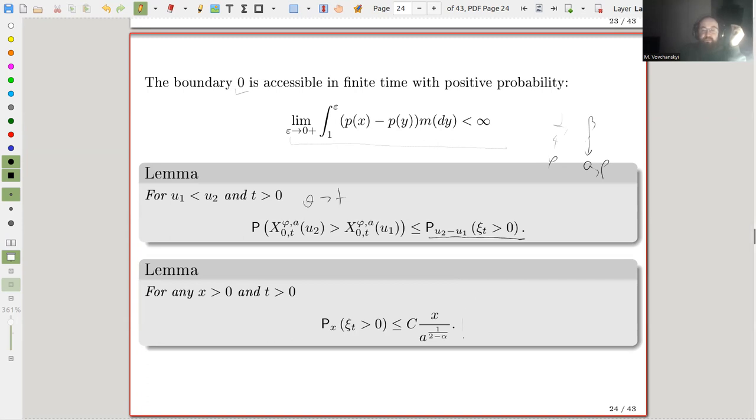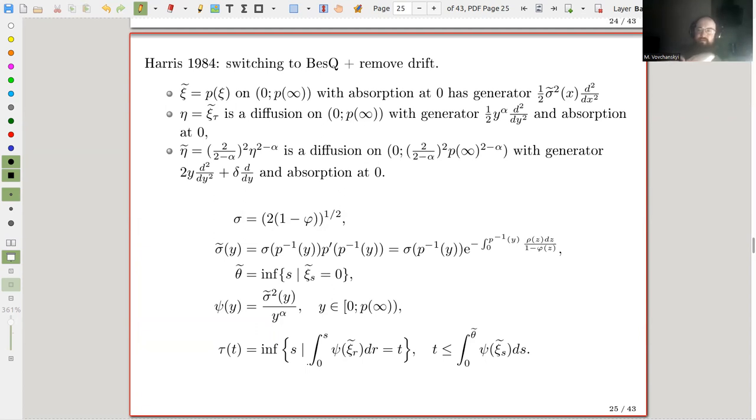And then we need to prove this for the diffusion. Here I am going to repeat something that I already told at the previous seminar, but I will need this to repeat to show why this holds. And also last time I was not very precise at one point. So first of all, we get rid of drift.